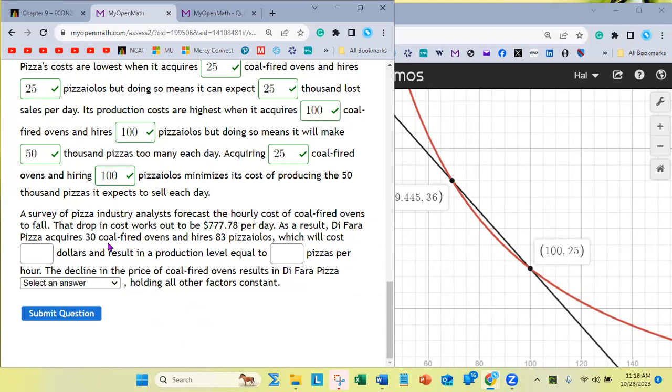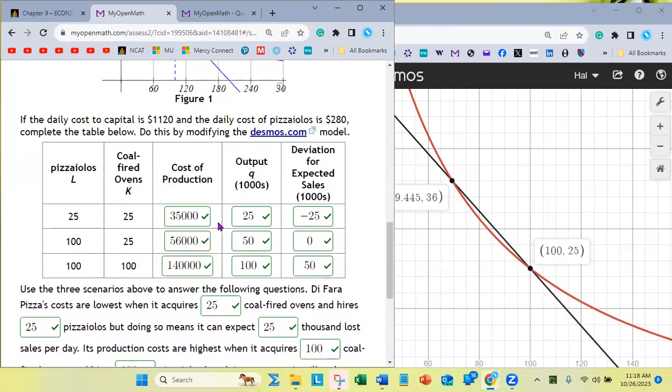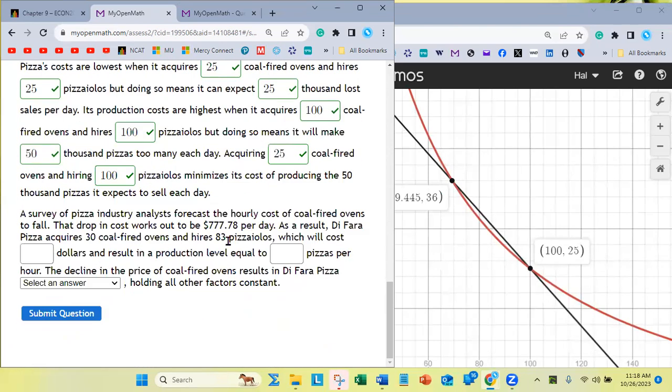As a result, DeFara Pizza acquires 30 coal-fired ovens and hires 83 pizzaleros. So I'm adjusting over the long run. Maybe this is plan A. We want 100 pizza chefs and 25 coal-fired ovens if this information doesn't change, and we expect to sell 50,000 pizzas a day. This could be plan A, but what could plan B be?